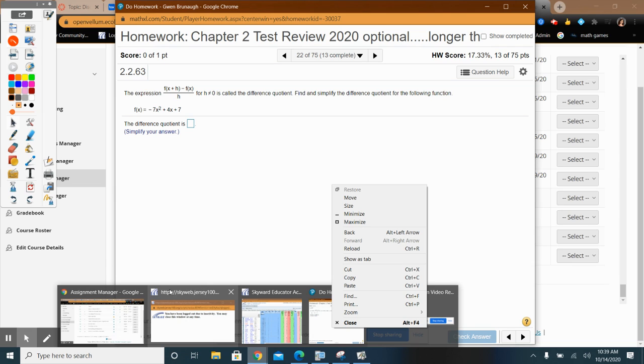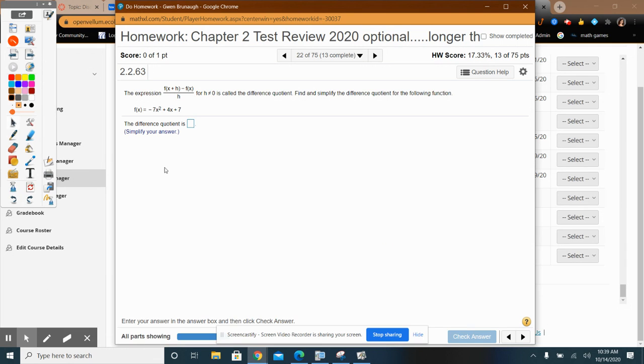Okay, let's start here on question 22. Question 22 is another doozy of a problem. We're going to look at that f of x plus h stuff. Now remember, they're going to give you the difference quotient right here in the problem, and it kind of tells you the three steps. The first step is the f of x plus h, then you subtract the f of x, and then you divide by h.